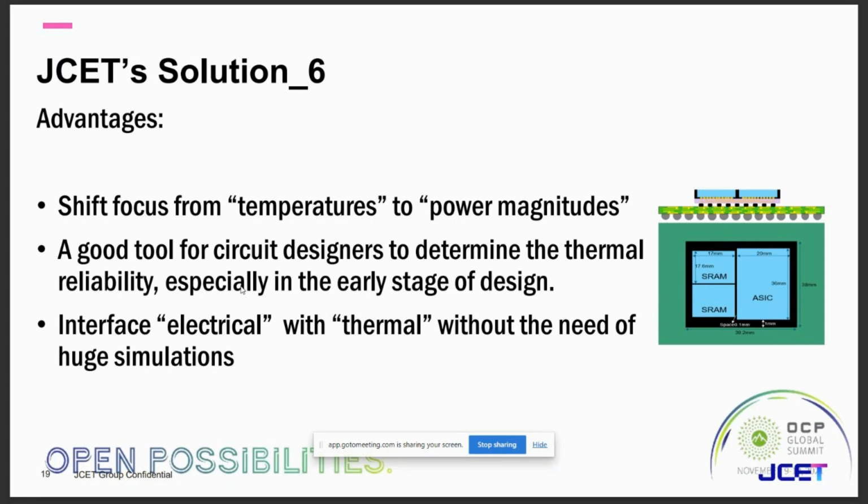Another thing I'd like to mention is that many electrical engineers want to know the thermal reliability ASAP, without the need for a lot of thermal simulation.